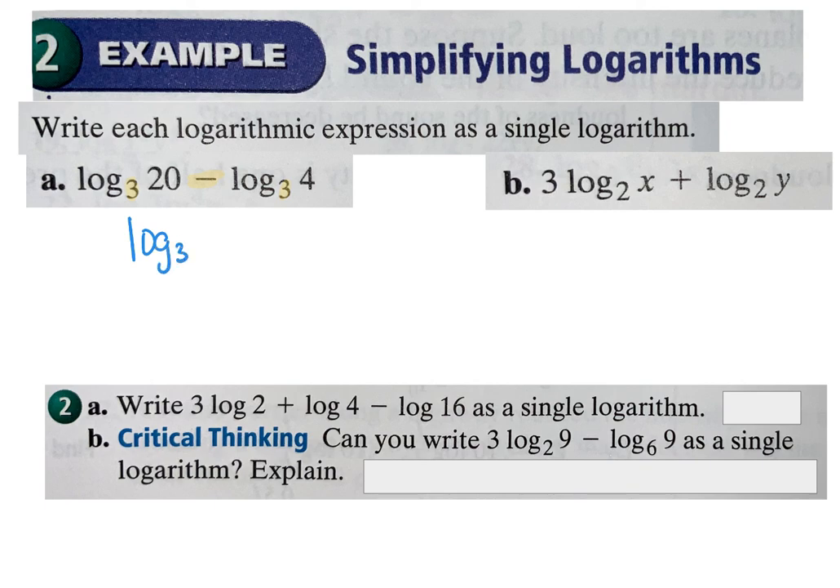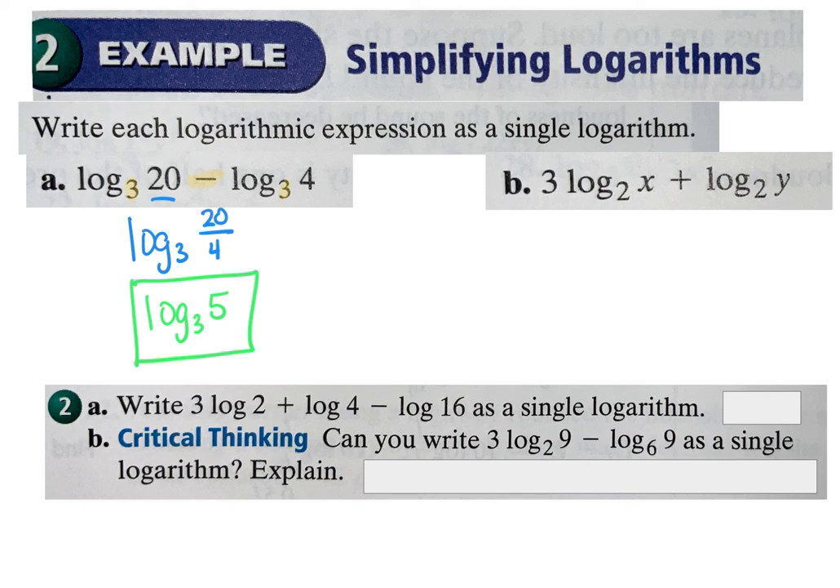What's the numerator of my quotient? 20. What's my denominator? 4. And because it's all numbers, if this were variables, I would be done. But these are numbers, so I can actually simplify that one more step. How can I rewrite 20 over 4? There we go, and that's my answer. All right, don't forget your base. That will be points off. I need a base 3 there, okay?